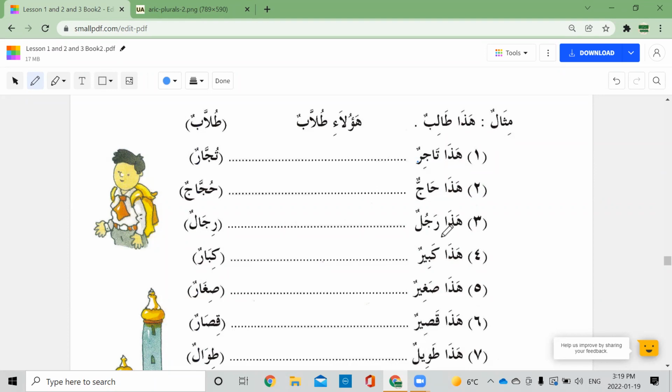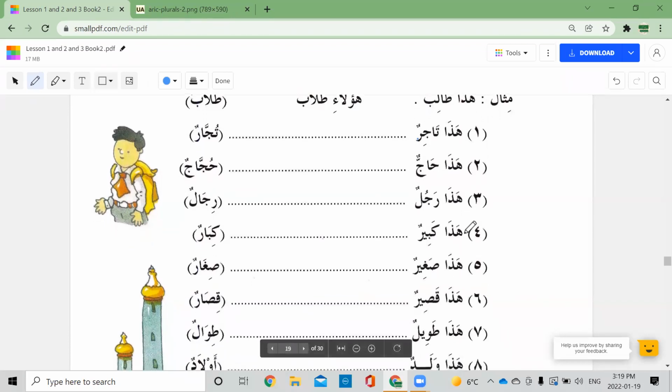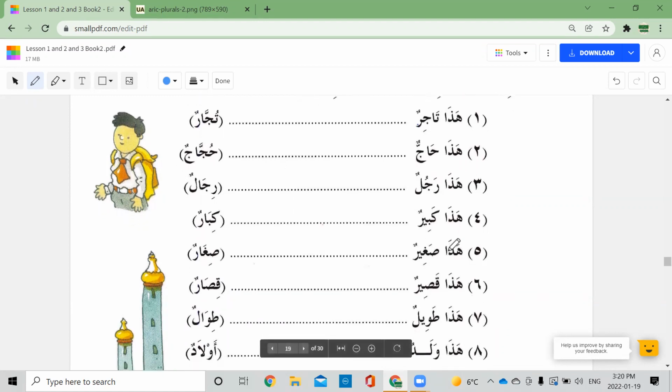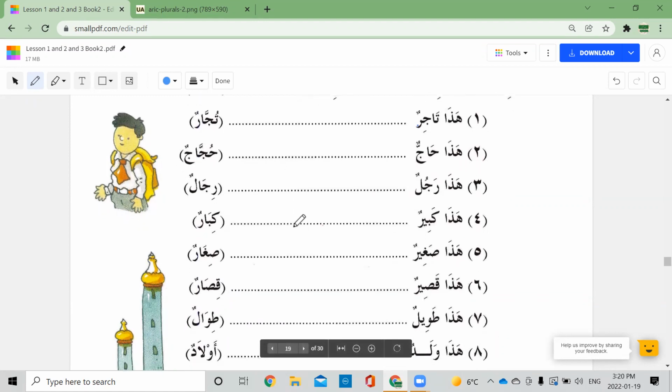Hada hajjun. This is a pilgrim. Haulahi hujjajun. These are pilgrims. Hada rajulun. This is a man. Haulai rijalun. These are men. Hada kabirun. Also referring here to people, I think. These are big, meaning these are big people. Yes. Haulai kibarun. These are big people.